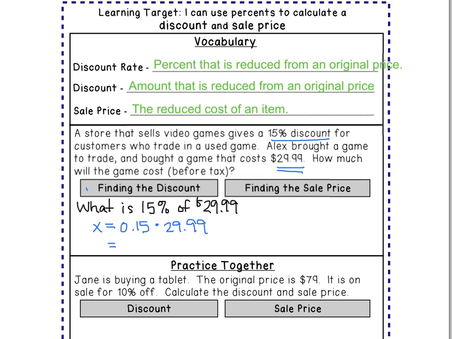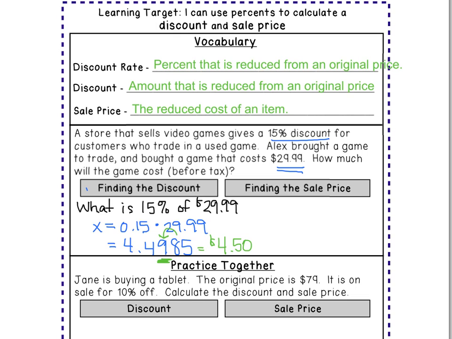And you're going to get a big long decimal, 4.4985. But you need to make that make sense for dollars, for money. So when we're talking about money, we're talking about dollars and pennies. So we need to round to the nearest penny, which would be this number here. So that 8's going to bump the 9 up to a 10, and that 10 is going to bump the 4 up to a 5. So we're talking about a discount or a savings of $4.50 just for trading in your old game.